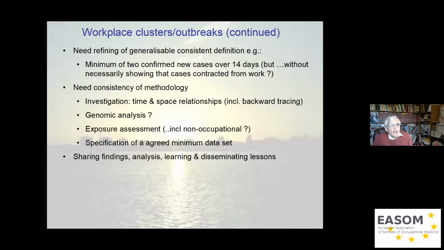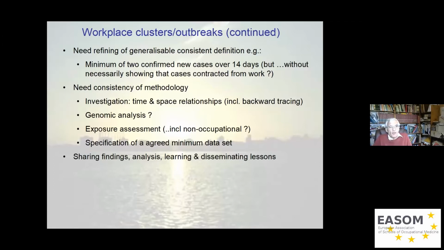We need a generalizable, consistent definition. Many people have used the definition of 2 confirmed new cases over 14 days, but if you look at different countries, the definitions aren't the same. And what if those cases were not necessarily contracted at work?